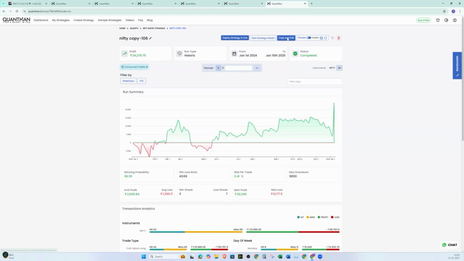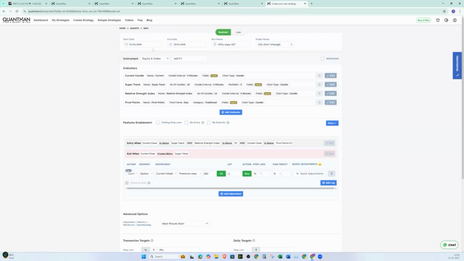Now I add one more indicator and do the backtest. So far we have backtested only 1 year, from 2024 to 2025.